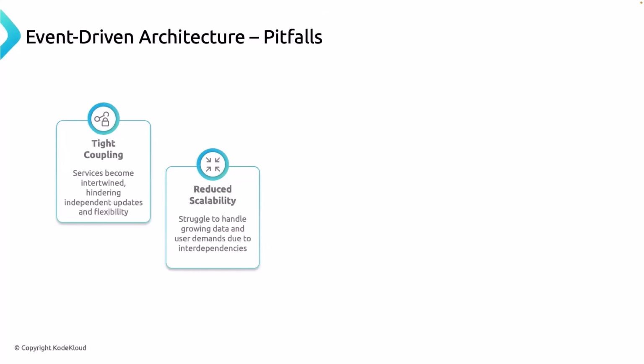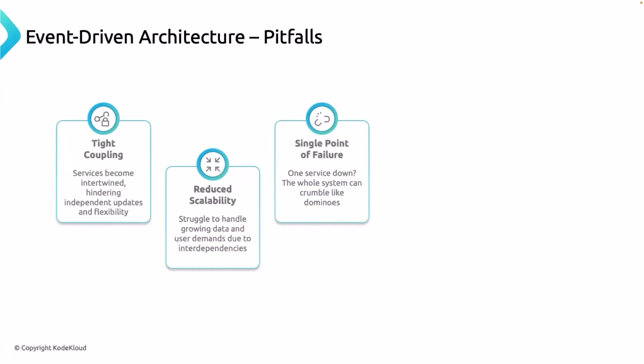Now let's talk about a single point of failure. If one service goes down in an event-driven system, the whole thing can crumble like dominoes. It's a scary thought, right? This is why redundancy and fault tolerance are so important. Think about a cloud-based service like Netflix. If their event-driven recommendation engine fails because one critical component crashes, users might not get personalized suggestions, or worse, the streaming could stop.